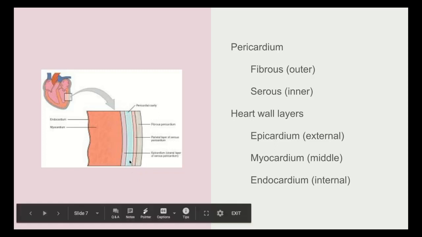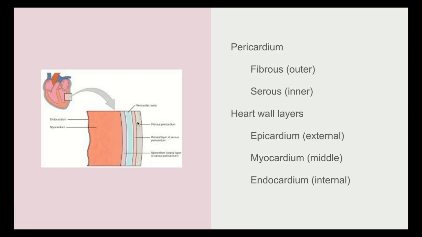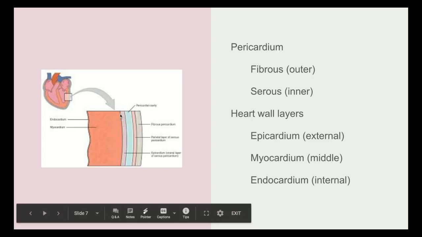And then this little blue line here is a little snapshot through the wall, with the pericardium and the heart, and the pericardial cavity. That's where the pericardial fluid would lie. Next, just the heart wall layers. I'm sure you've gone over this in lecture, but just remember that the epicardium is the most superficial layer of the heart wall, and it's very thin.